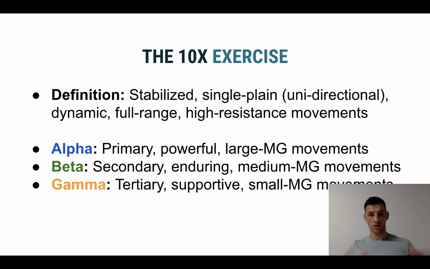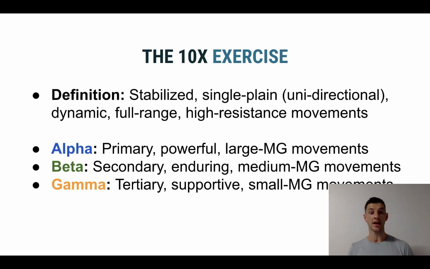And then these are obviously high resistance movements, meaning that they're quite heavy, quite intense. Okay, now we have three primary types of movements. And so the first is what we call alpha movements. Alpha are your primary, very powerful, large muscle group movements. And I'll give you a quick sense of what they look like in a bit.